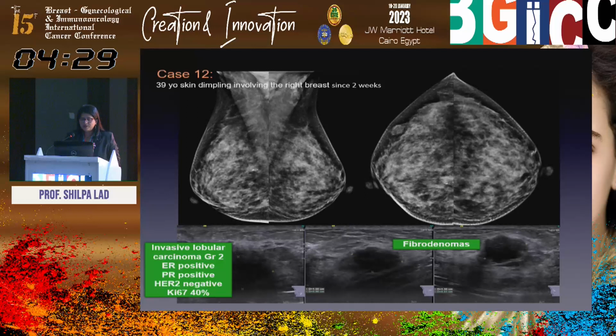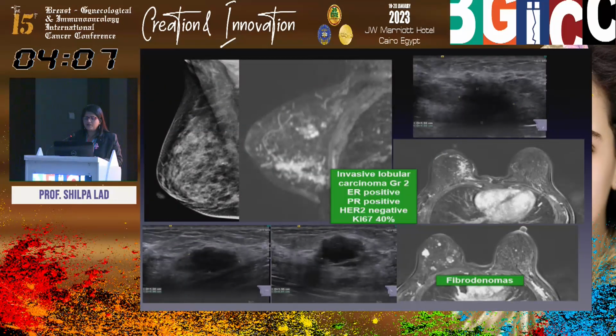We perform a biopsy of all the masses. Only the one in the lower inner quadrant turns out to be an invasive lobular cancer, which is ER/PR positive and HER2 negative, so a luminal A-type cancer. And the rest of the lesions turn out to be fibroadenomas, okay? Is it good news? Should we stop here and send her to surgery? Not yet. Look at how dense the mammogram is.